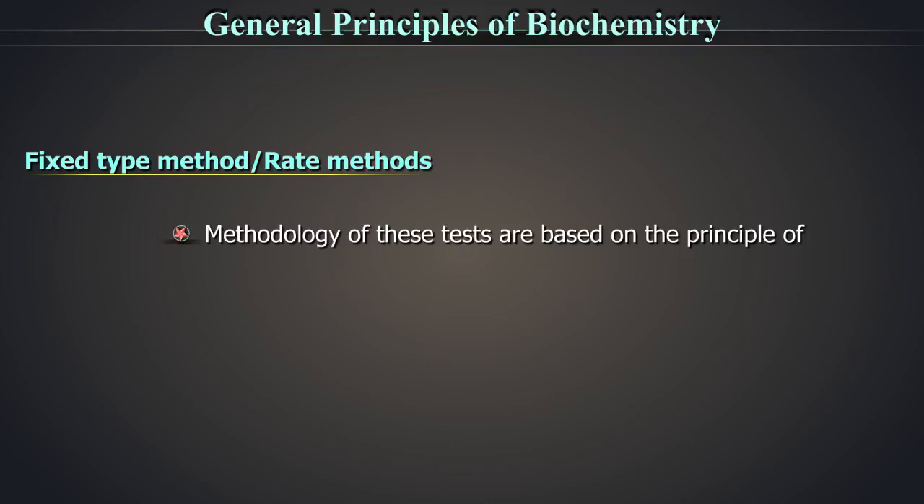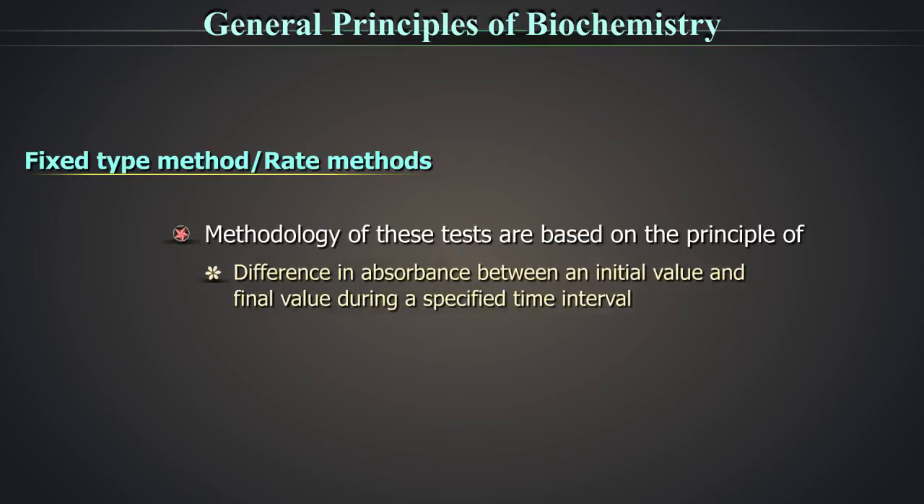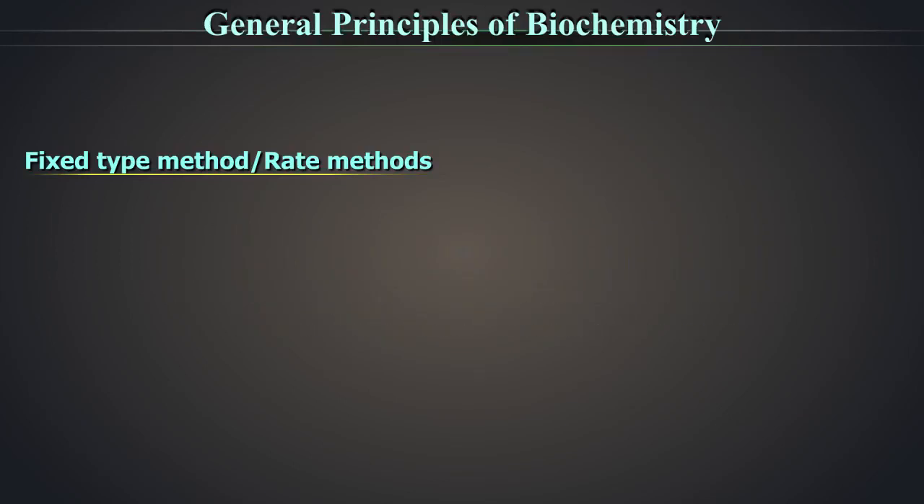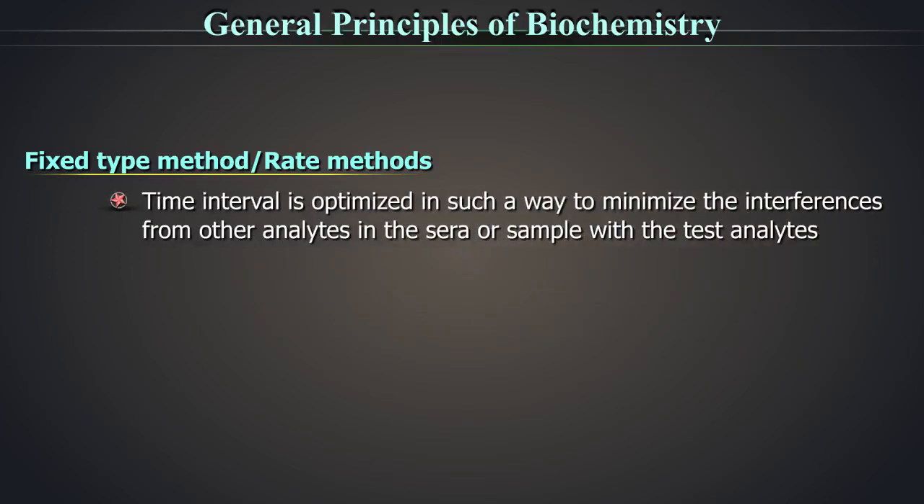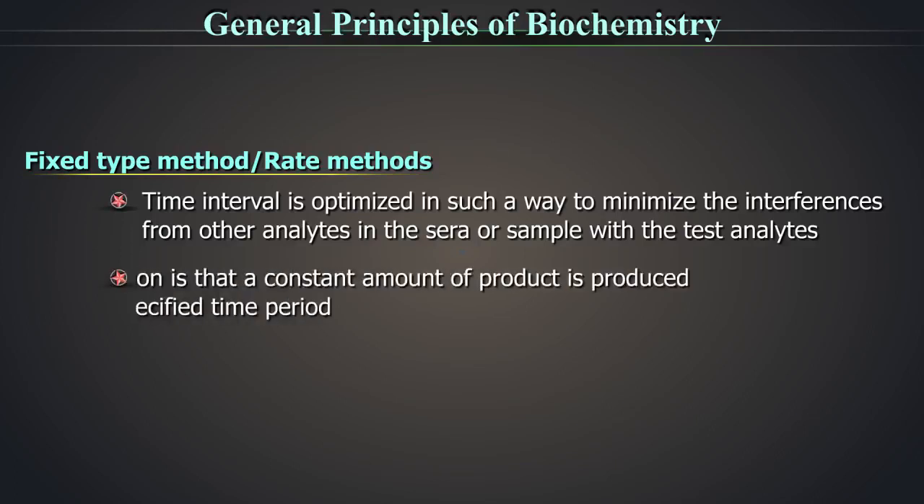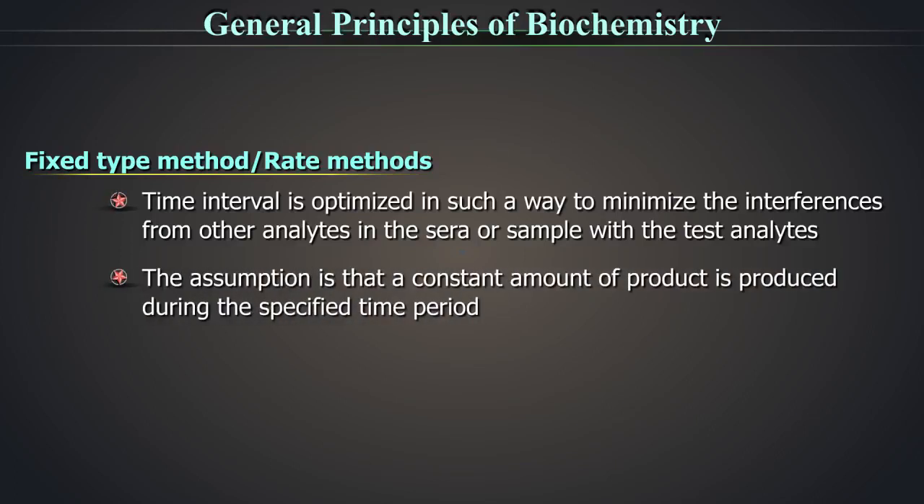Fixed time method or rate methods. The methodology of these tests is based on the principle of difference in absorbance between an initial value and final value during a specified time interval. The time interval is optimized in such a way as to minimize the interferences from other analytes in the sera or sample with the test analytes. The assumption is that a constant amount of product is produced during the specified time period.